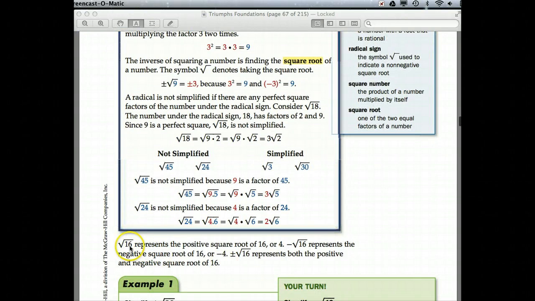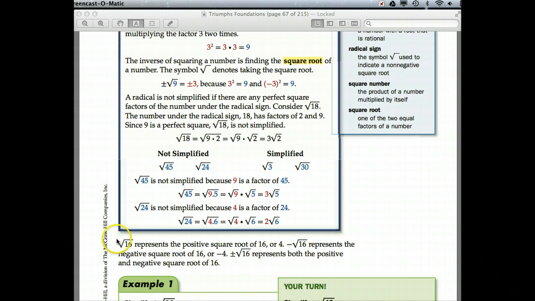Now square root of 16 represents the positive square root of 16, or 4. And this means the opposite of the square root of 16. It represents the negative square root of 16, or negative 4. So plus or minus the square root of 16 represents both the positive and the negative. So it depends on what they're asking you and how they set up the original equation as to what your answer is going to be.